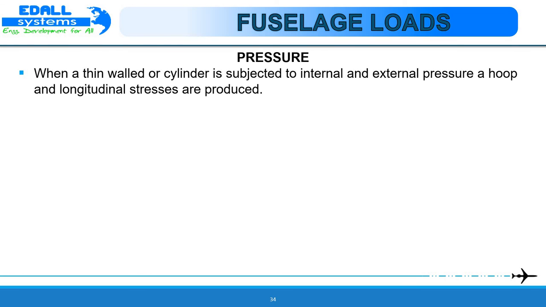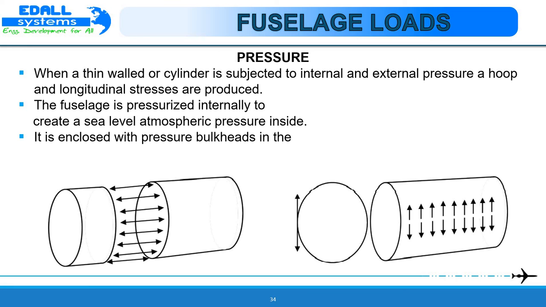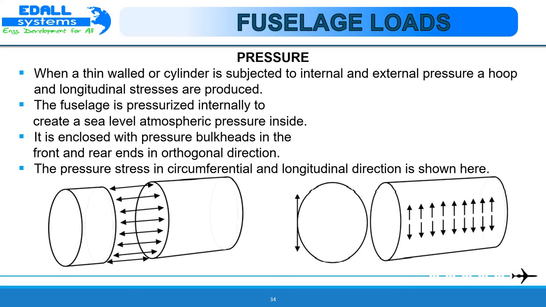Pressure. When a thin-walled cylinder is subjected to internal and external pressure, hoop and longitudinal stresses are produced. The fuselage is pressurized internally to create sea-level atmospheric pressure inside. It is enclosed with pressure bulkheads at the front and rear ends in the orthogonal direction. The pressure stress in circumferential and longitudinal direction is shown in the images here. This is the circumferential and this is the longitudinal pressure stress acting on the fuselage.